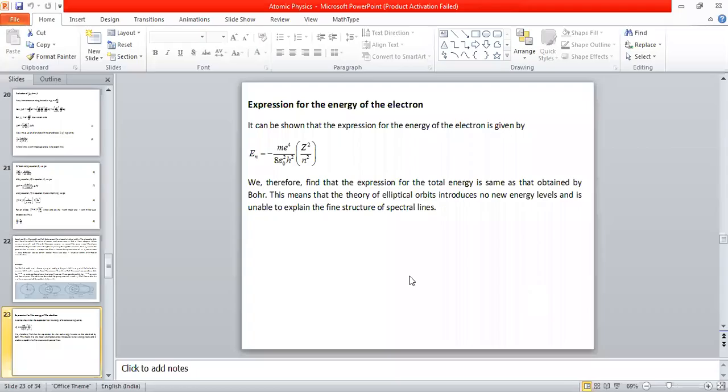Now we have introduced elliptical orbits apart from circular orbits in the Sommerfeld model. So therefore, since the nature of the orbits has changed, okay, since elliptical orbits have come along with circular orbits, we must check whether the energy of the electron changes.